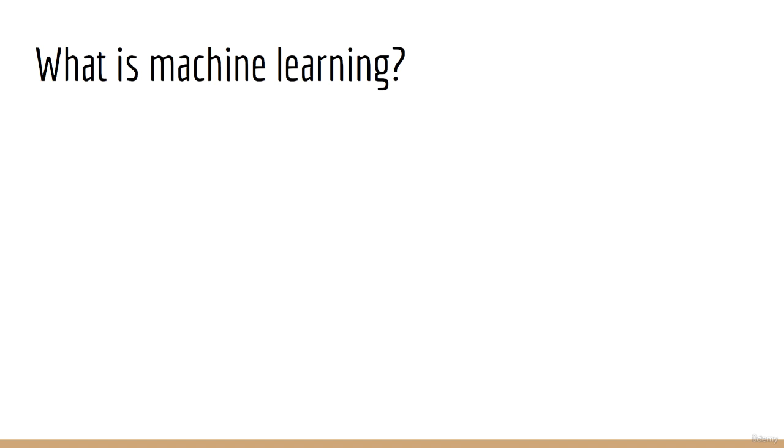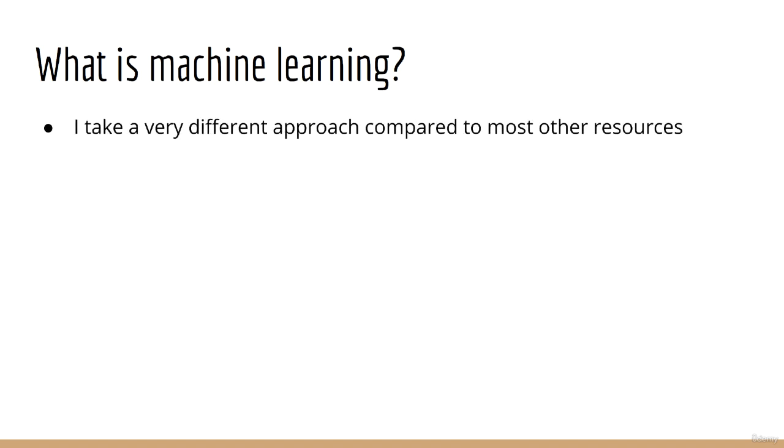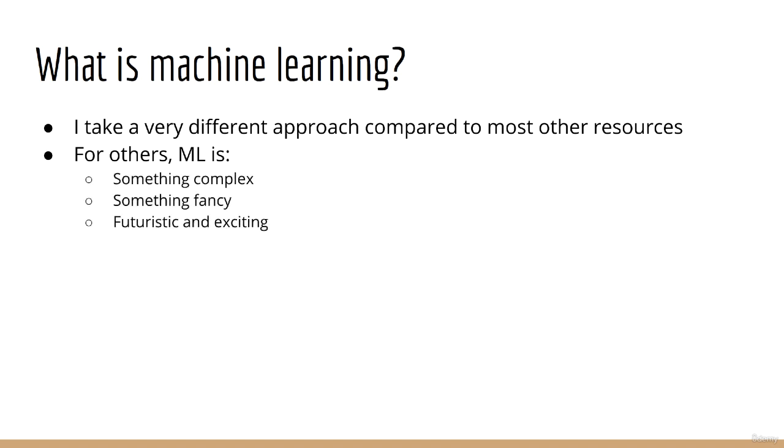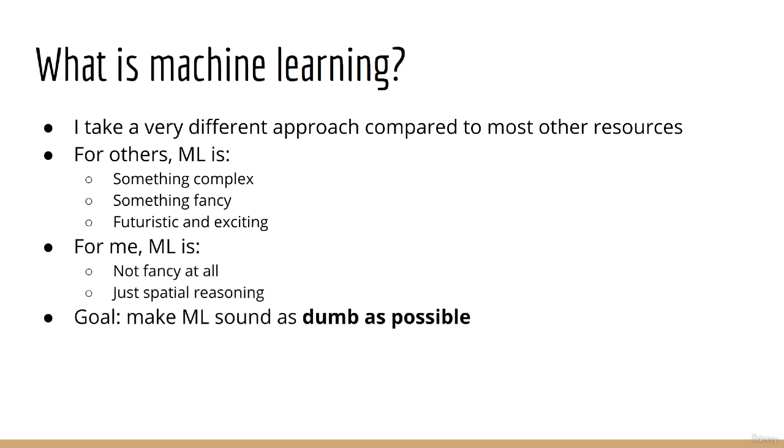In this lecture, we are going to answer the question, what is machine learning? I always like to discuss this first because I take a very different approach compared to most other resources you'll find. In general, I think the approach most other resources take is that they like to frame machine learning as something complex and something fancy and something futuristic and exciting. My approach, instead, is rather kind of depressing. How I want you to think of machine learning is that it's something not fancy at all, and something that only requires spatial reasoning. My goal is to make machine learning sound as dumb as possible.